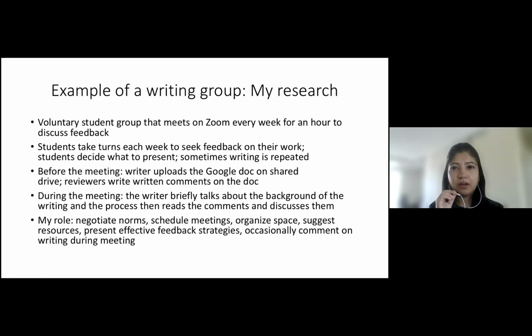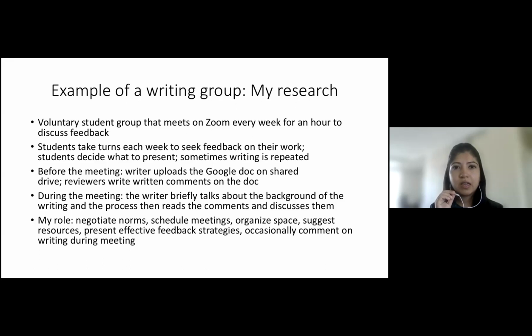I am facilitating two graduate student writing groups, and my focus is on how feedback is given in these groups, what kind of feedback is given, and my own role as a facilitator. These are online groups, and they meet each week. Students take turns giving feedback on each other. They decide what to present, so what writing is going to be under discussion.